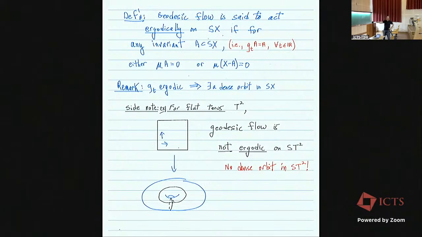Just a side note: on the flat torus, the geodesic flow is not ergodic, right? One way to say it is there's no dense orbit in the unit tangent bundle. There's a dense orbit on the surface, in any irrational direction, but there isn't a dense orbit in the unit tangent bundle of the torus. Just a side note for your entertainment pleasure.